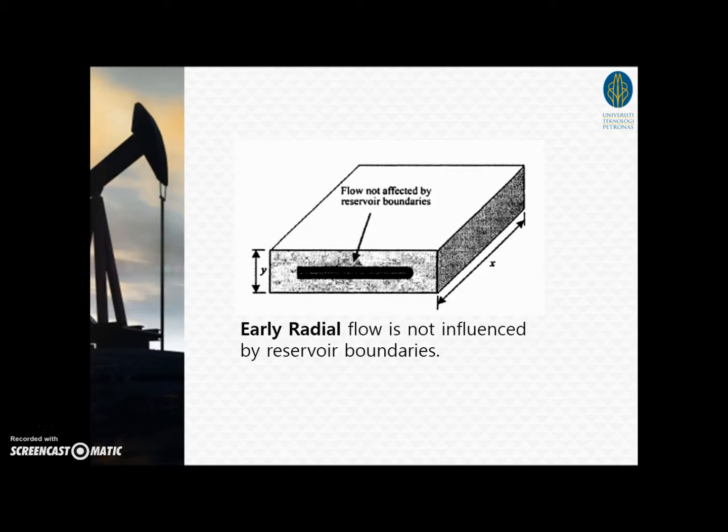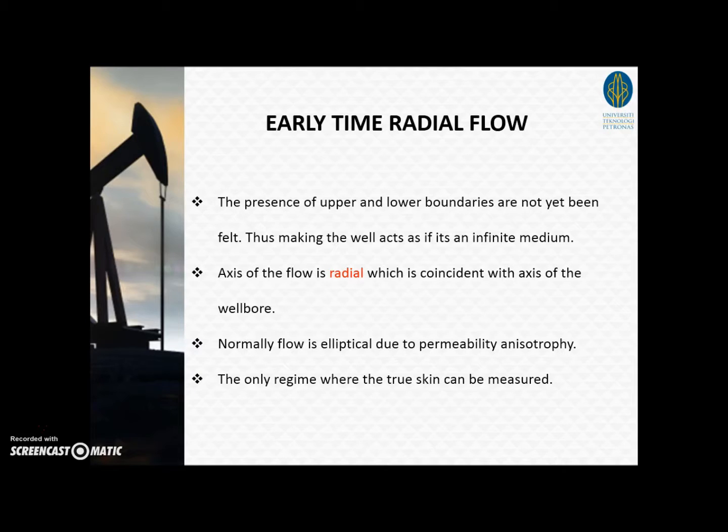The axis of the flow is radial in this early time, but bear in mind that if there is a large difference between vertical and horizontal permeability, then this will cause the flow to be elliptical and not circular. On the other hand, if the vertical over horizontal permeability is small, early radial flow will not be seen.